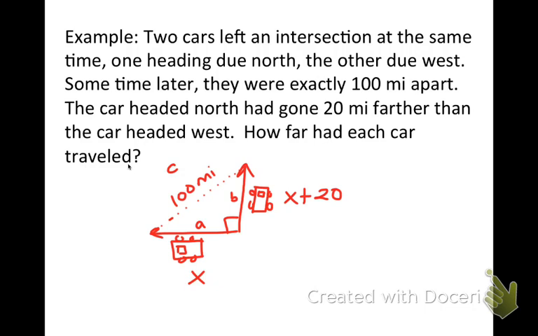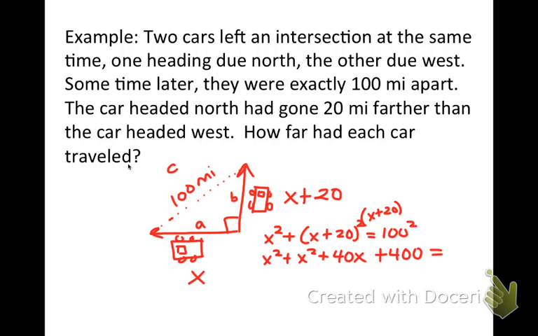So let's set up an equation using the Pythagorean theorem. So x squared plus x plus 20 squared, now that's going to get a little funky because we're going to have to multiply that out, equals 100 squared. X plus 20 squared, what's it going to multiply to? Yes, so if you think about it, x plus 20 times x plus 20. So we get an x squared plus an x squared plus 20x, 20x is 40x. 20 times 20 is 400.